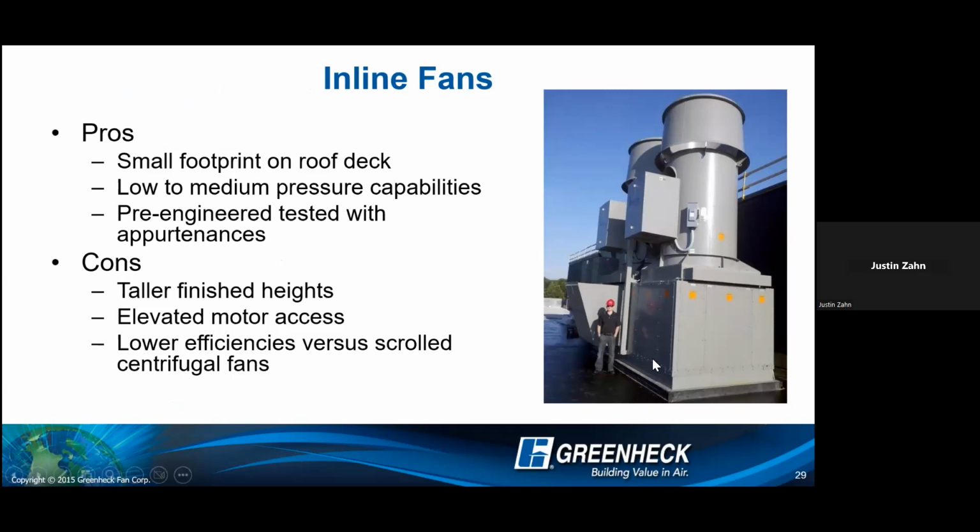Pros, like we talked about, much smaller footprint on here, low to medium pressure capabilities, and then pre-engineered systems, again, like we talked about. The biggest con that we see, especially with bigger systems, is going to be the taller finished heights. So you'll notice this man standing right here next to one of our vector systems. Even though these are belt drive fans, you're still going to need a little bit of help getting up to where that motor is in order to maintain it. So again, not as easy to access, which I would say is the biggest downfall to these fans. But again, if roof space is limited, these mixed flow fans are a great option for you.